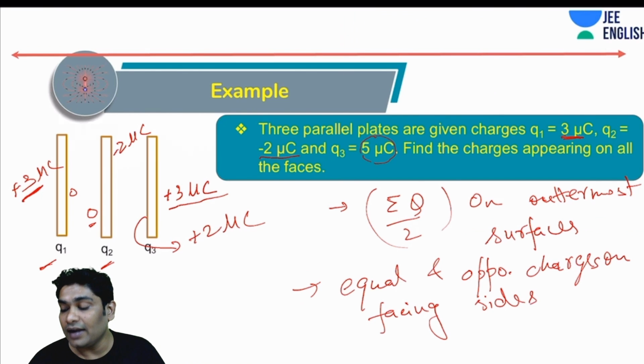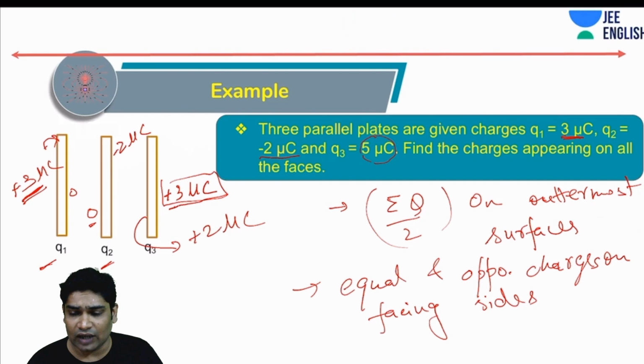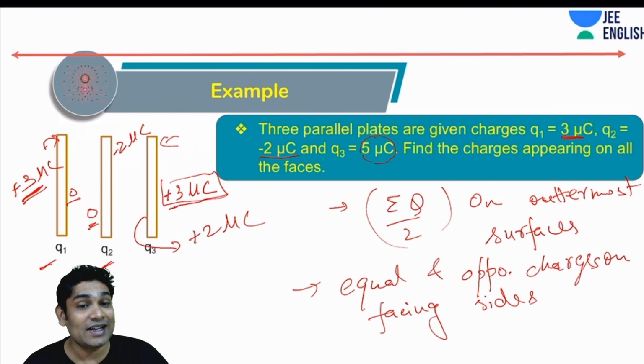Next, whenever you're solving the problem, firstly put the charges on the outermost surfaces. Now start solving from this direction or either of the ends. Take one end and start solving using conservation of charge and the fact that facing sides must have equal and opposite charge. That is how you can get these charge distributions easily. After watching this video, please try some problems on your own and find these charge distributions.